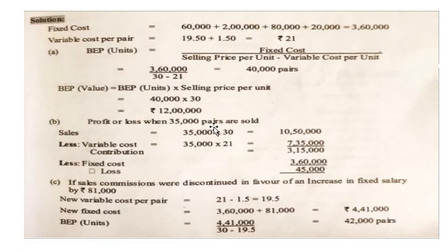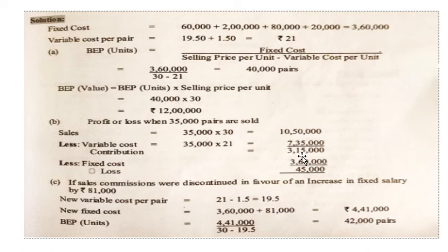Now, the sales when 35,000 pairs are sold, the selling price is rupees 30. So 35,000 into 30 will give you 10,50,000, minus variable cost. The variable cost is rupees 21 per pair, and 35,000 pairs are sold. So 35,000 into 21 will give us 7,35,000. We subtract the variable cost from sales, and we get our contribution, which is 3,15,000.